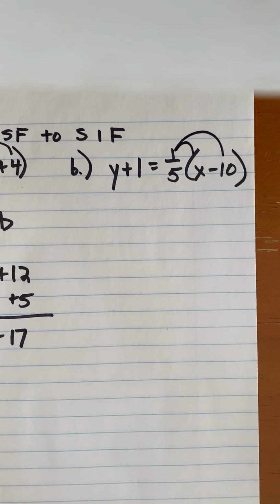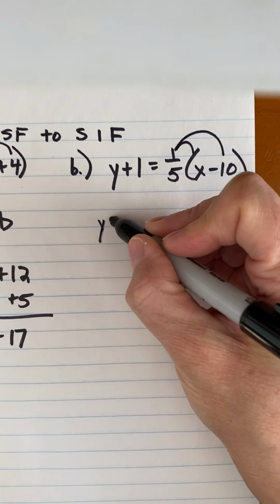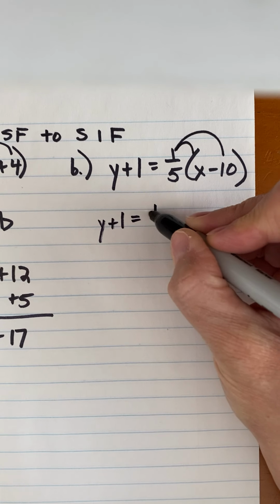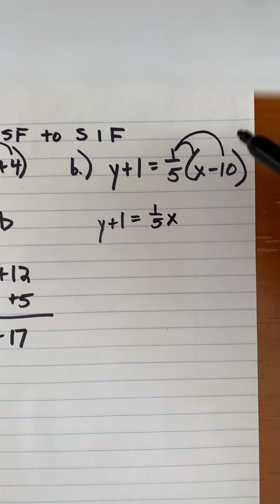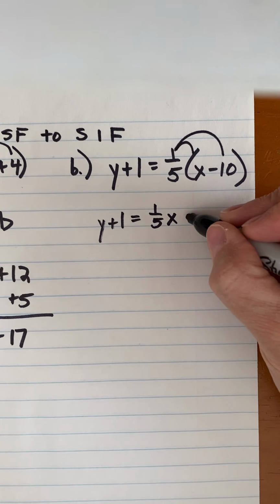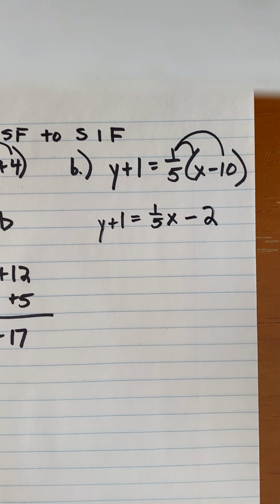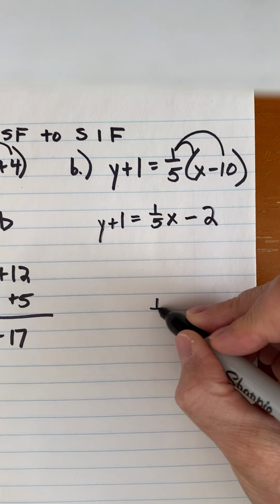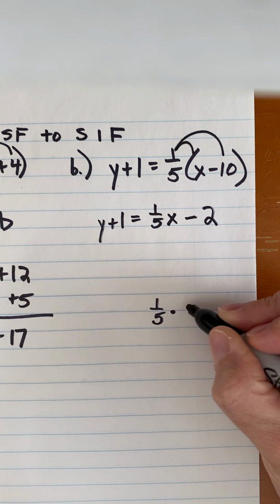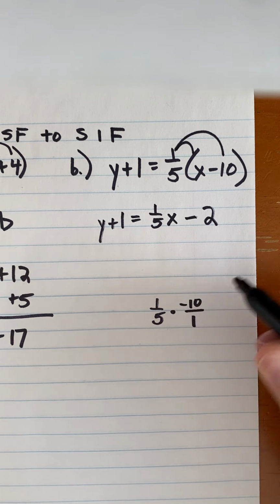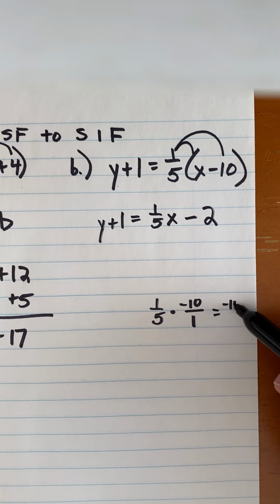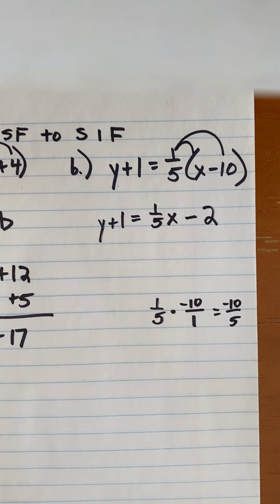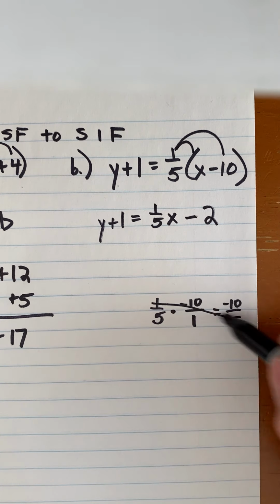So here, first I distribute to get rid of the parentheses. So I say y plus 1 equals 1/5 x. Now negative 10 times a fifth becomes negative 10 fifths, which is minus 2. Okay, now if you had problems doing that, you could write over here 1/5 times negative 10 over 1. You notice that becomes negative 10 over 5, which is negative 2. So you can either do it in your head or you can write it out.